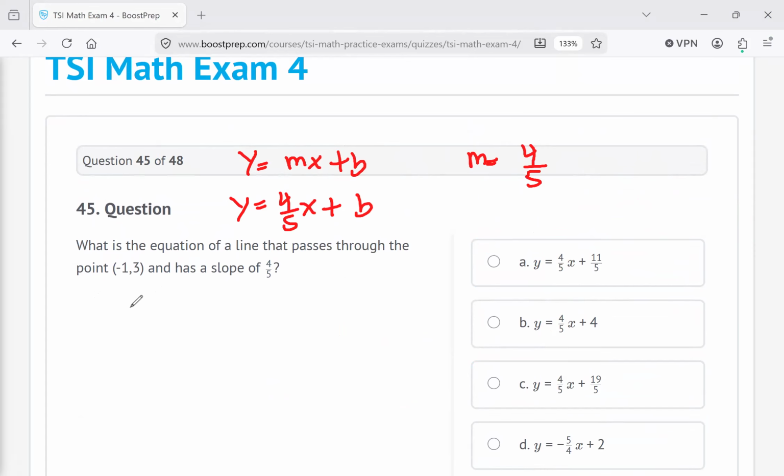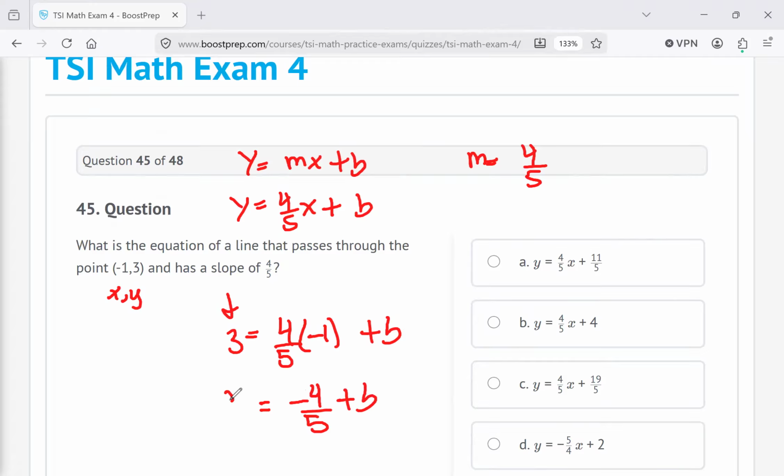Now I don't know what my b is, so this is where I'm going to plug in this point. Replace my x with negative 1 and my y with 3. So this is going to be 3 equals negative 4/5 plus b.